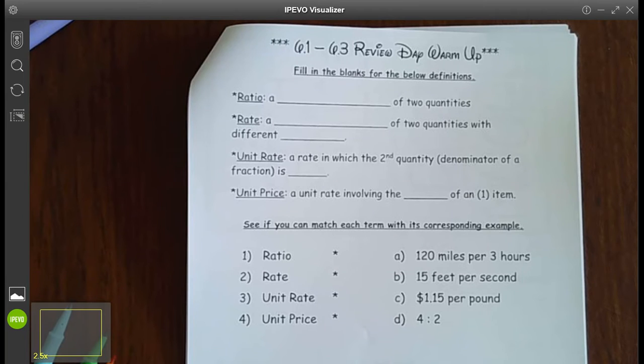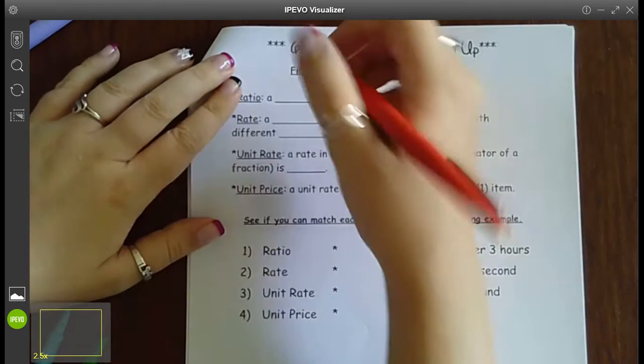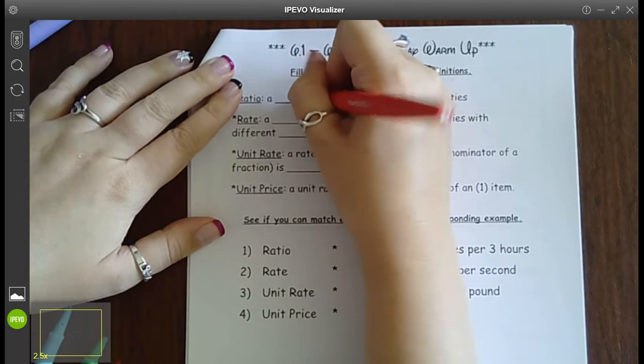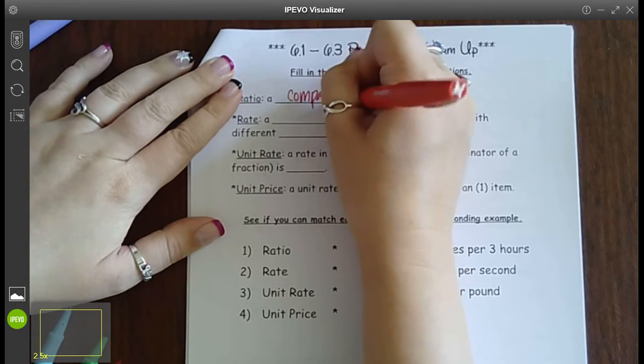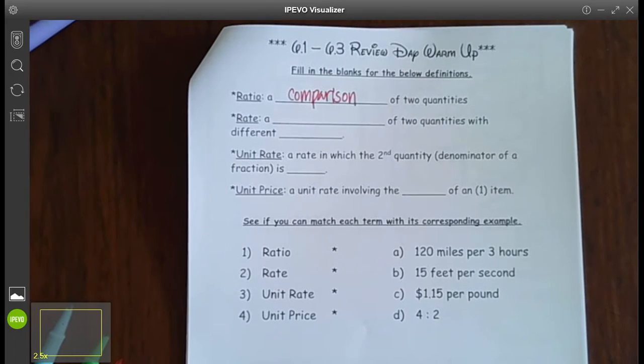Hello, my little mathematicians. Today, we are going to review all the different vocab words that have to deal with ratios. So remember, a ratio is simply a comparison of two quantities. So you're comparing something to something else.